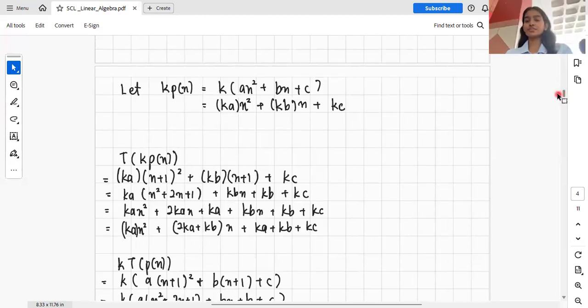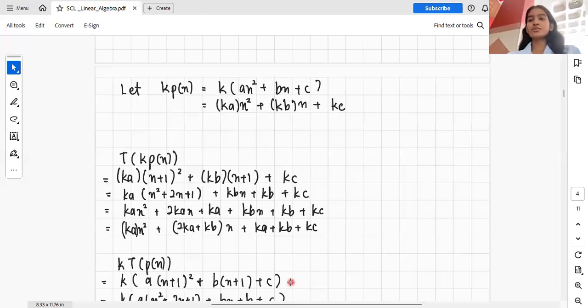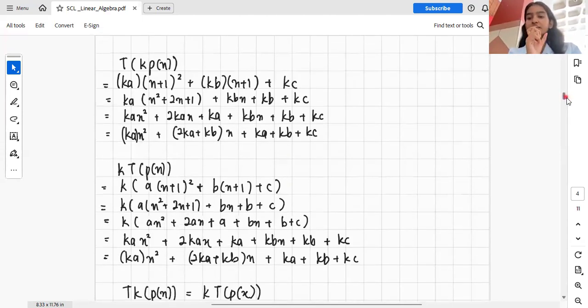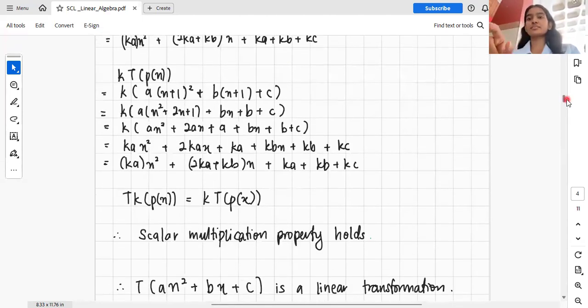Okay, next is the multiplication property. So as you can see, when k multiplies with P(x), we will get the expanded value kax squared plus kbx plus kc. So when we apply the transformation T(kP(x)), we will expand it as ka(x plus 1) squared plus kb(x plus 1) and then kc.